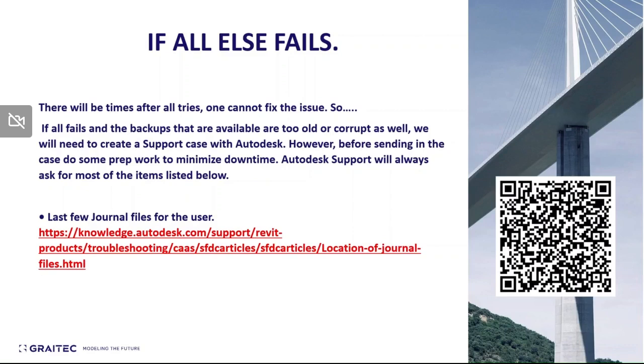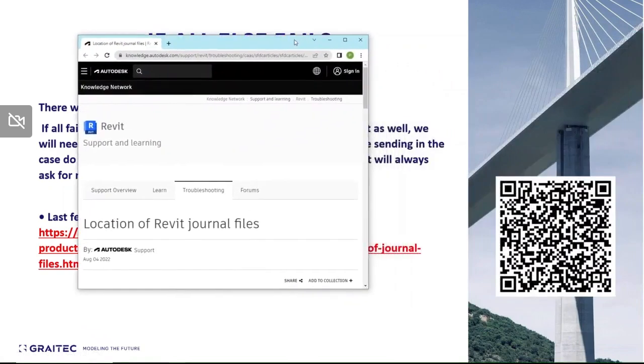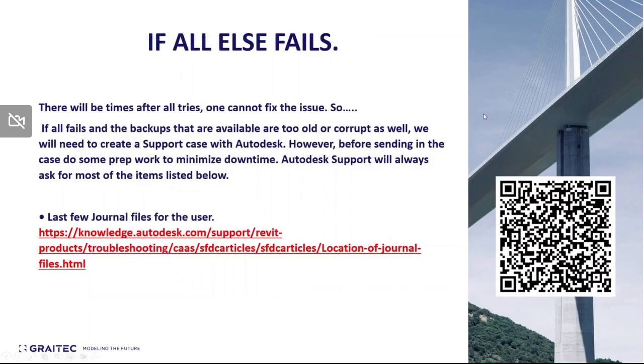If you do contact Autodesk, one of the first things they'll ask you for are the journal files that we mentioned previously. And again, this is a link to the same document. So, location of the journal files with the QR code.